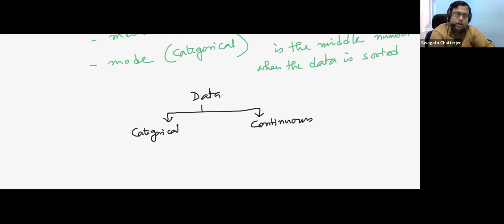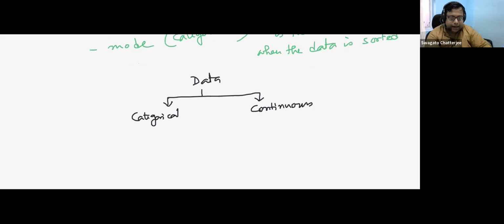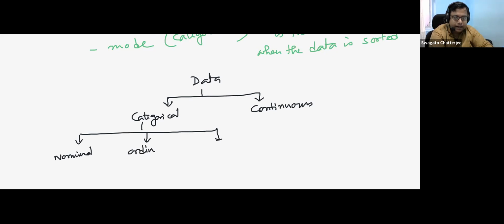Categorical means they take certain values. They do not take all values within a range or an infinite number of values within a range. But continuous data within a range, within the upper limit and lower limit, can take an infinite number of values. Categorical data can also be of three types. One is called nominal data, one is called ordinal data, and another is called interval data.